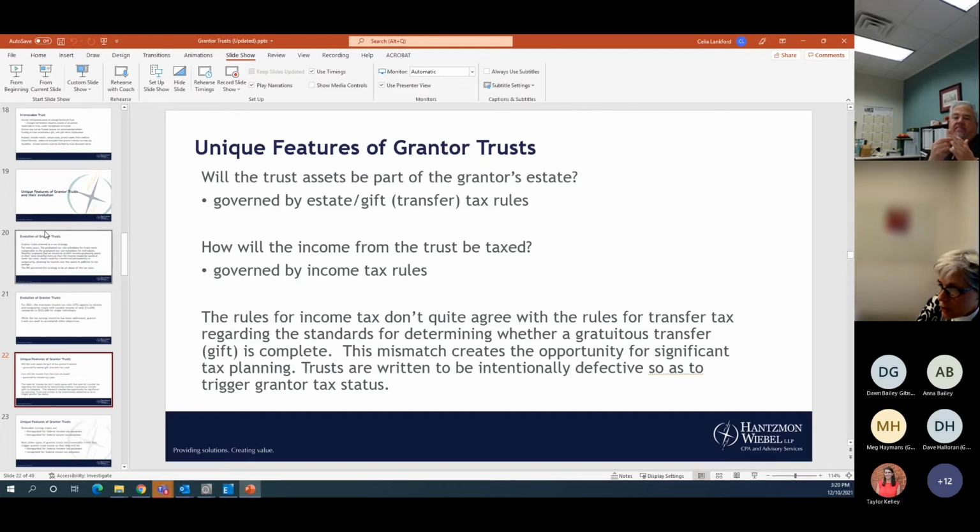And then the second question is, how is the income from the trust going to be taxed? That's governed by income tax rules. You would think the tax code would be consistent between those two kinds of rules, but it's not. There are some loopholes, and because of those loopholes, that mismatch creates an opportunity for some significant tax planning. That's why trusts are often written to be intentionally defective, so that they can be treated as a grantor trust for income tax purposes, but treated as a completed gift for estate tax purposes.